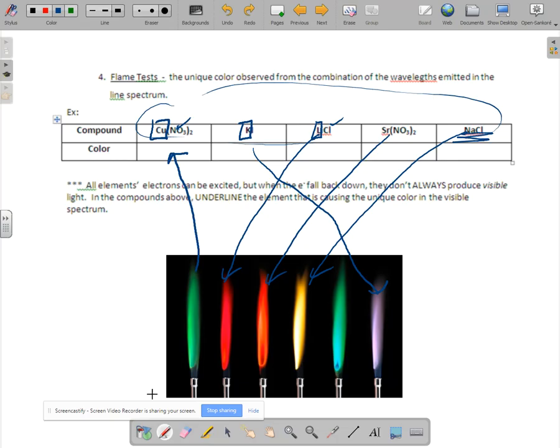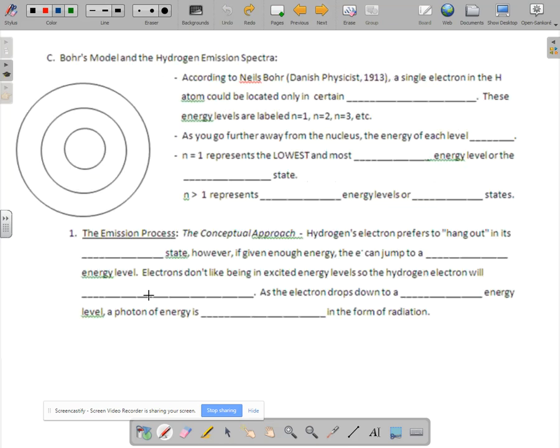Okay, and this one, boy, I don't know what that one is. I'll have to think about that. Might be boric acid. So anyway, bottom line is that these elements all produce these really unique colors because they have unique line spectra. Okay. All right. But what we really want to get at is why do we create those line spectra?